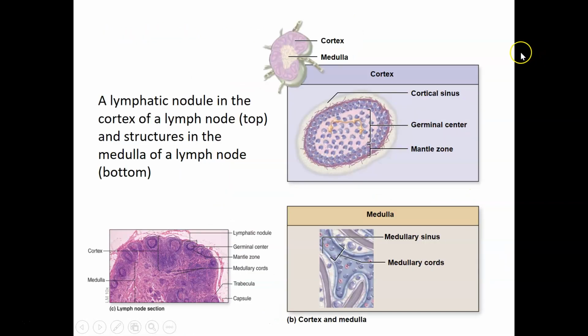Right, and this slide is just showing the cortex. Here is a lymphatic nodule. So germinal center, mantle zone, and the sinus surrounding that. And this is what the medulla would look like with medullary cords. It doesn't really show the fibers, it shows the immune system cells, and the medullary sinus for lymph to flow. And this is an actual tissue section, histology of a lymphatic nodule. So you can see the nodule here, and you can see the different coloration. The germinal center is a little bit lighter than the mantle zone, and the sinus surrounding that.